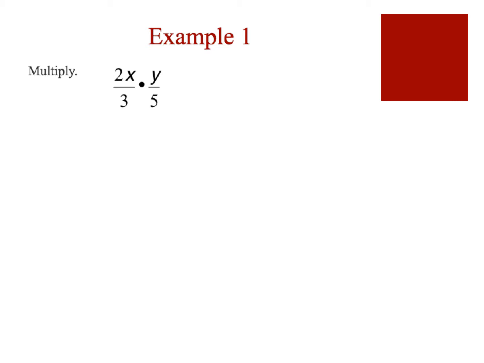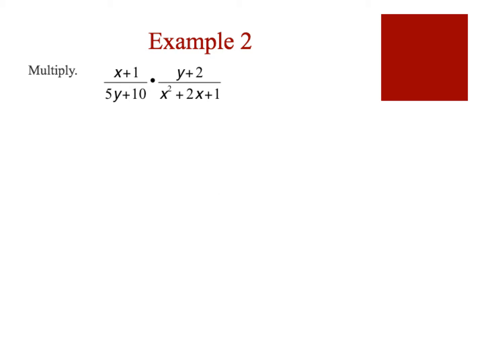Example number 1. Multiply 2x divided by 3 times y divided by 5. First, we don't have any polynomials, so we don't need to factor. We need to simplify where possible. There isn't anything to simplify. So now I'm going to multiply the numerators and the denominators together. So 2x times y is 2xy, divided by 3 times 5 is 15. And that is actually our final answer.